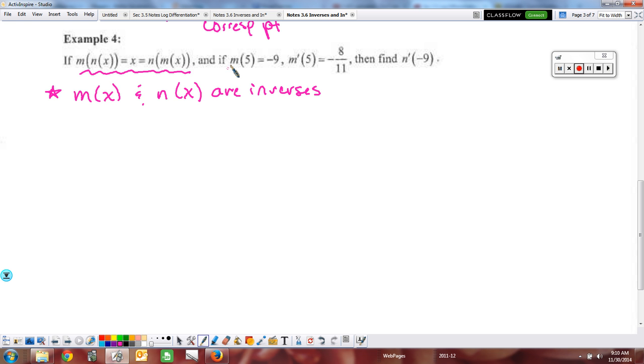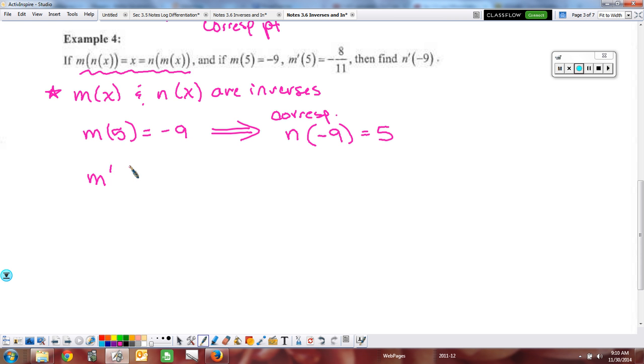Now notice that they gave you m of 5 equals -9. So you should be able to immediately go for the corresponding point, just to make your note that if I were to take the inverse function and plug in -9, then I would get 5. Okay? So based on the fact that they are inverses, I can figure out corresponding points. Right? They also gave me that the slope at 5 is -8/11 on m. And notice, what are they asking me to find? They want me to find the slope on n at -9.